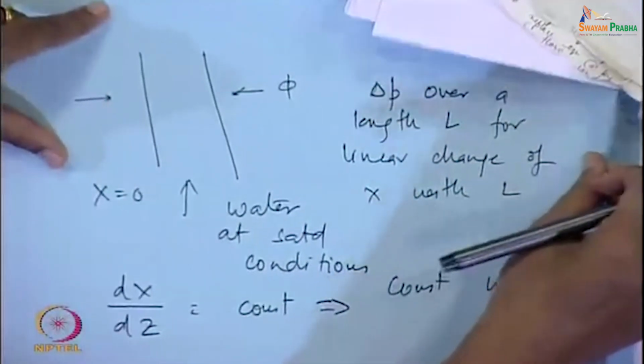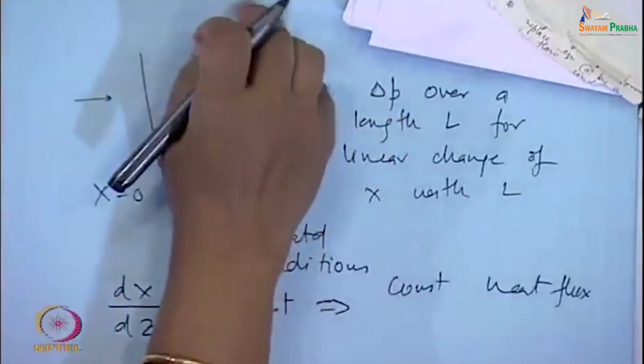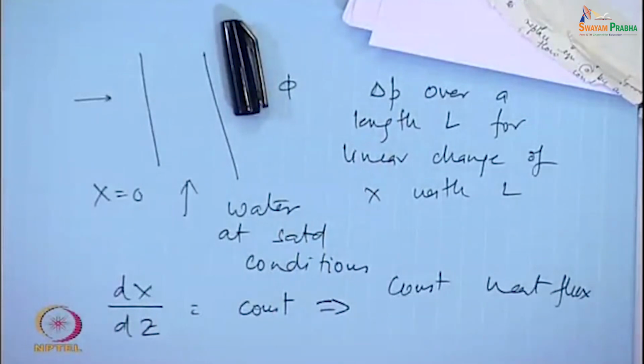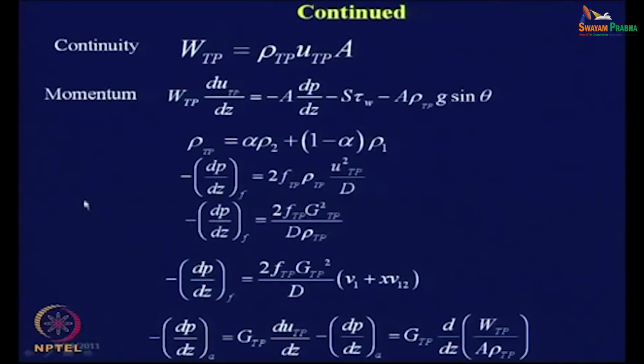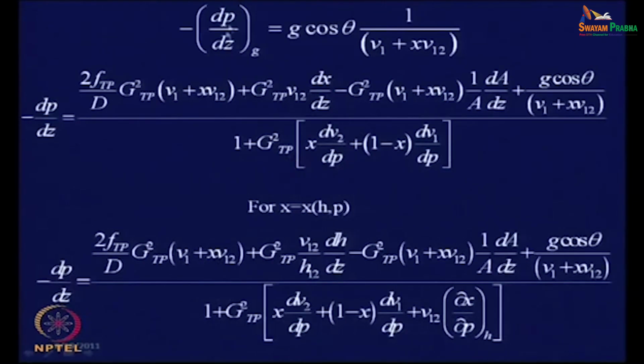Now, how to proceed? Naturally my starting equation should be this, from here I should obtain the frictional pressure gradient, and from here the acceleration pressure gradient can be obtained, and the gravitational pressure gradient can be obtained. If I add all the three, then I should get the total pressure gradient. Once I integrate it over length, I should get the total pressure drop, right.